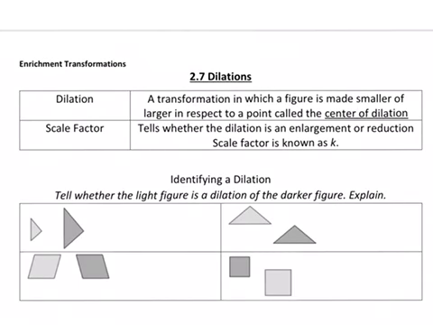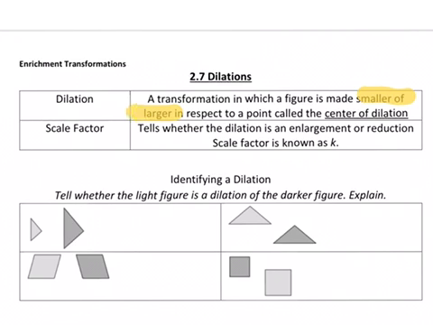Today's lesson about transformations is going to talk about dilations. A dilation is a transformation in which a figure is made smaller or larger with respect to a point called the center of dilation. Think about when you go to the eye doctor and you have your eyes dilated. That means the pupils become larger or smaller. So dilation is when there's a change of size. They become larger or smaller.